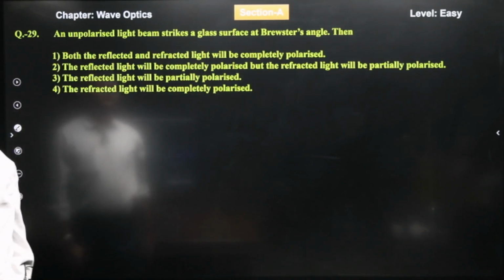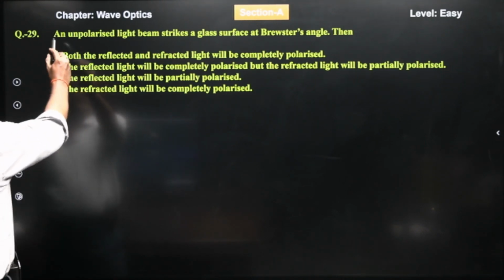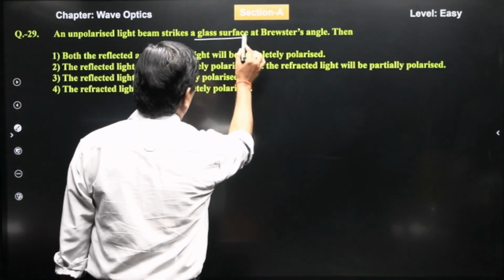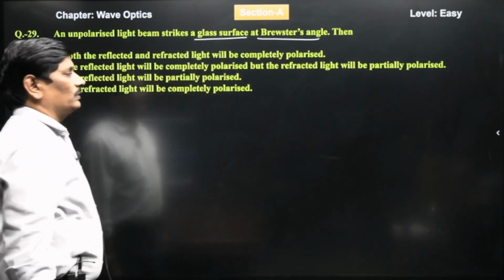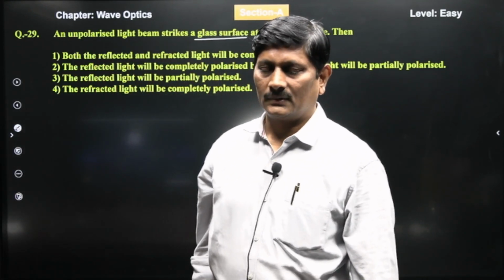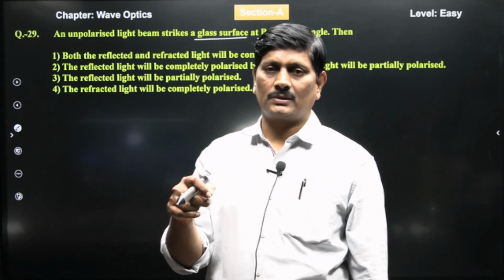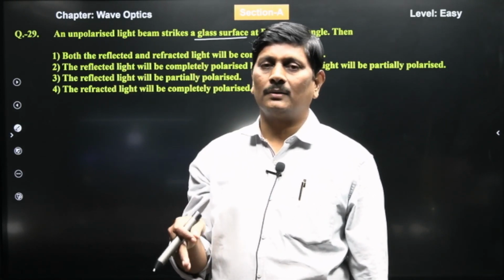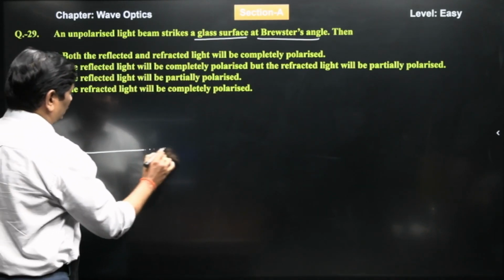Next, a conceptual question, a simple question based on polarization. An unpolarized light beam strikes a glass surface, that means a denser medium surface, particularly at Brewster's angle. We know Brewster's angle is also called the polarizing angle or angle of polarization. What is the meaning of Brewster's angle? The angle of incidence of the unpolarized light at which reflected light is completely polarized and refracted light is partially polarized. So, in the definition of Brewster's angle itself, we can find the concept.